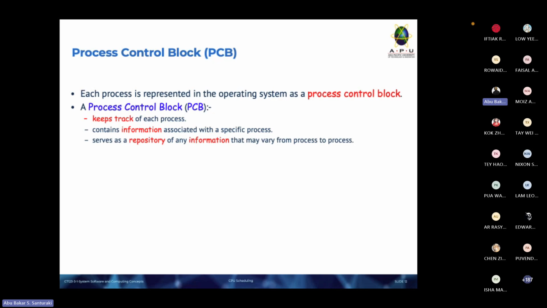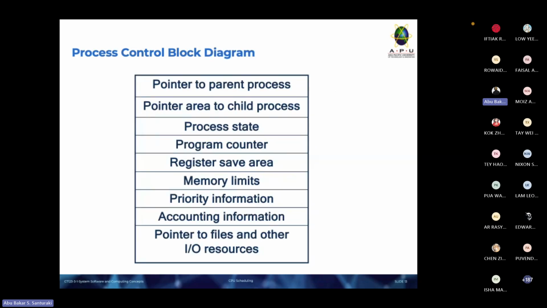I repeat, what is a process control block? It is a file, just like your ID card is maybe a plastic sheet with some information. It's just a file with a bunch of information that is required for dealing with this particular application or this process. So this is some of the information available on a process control block.